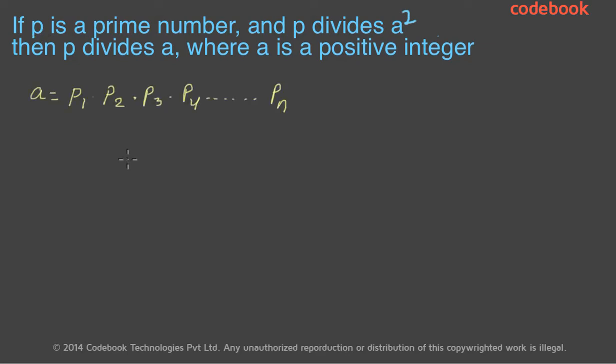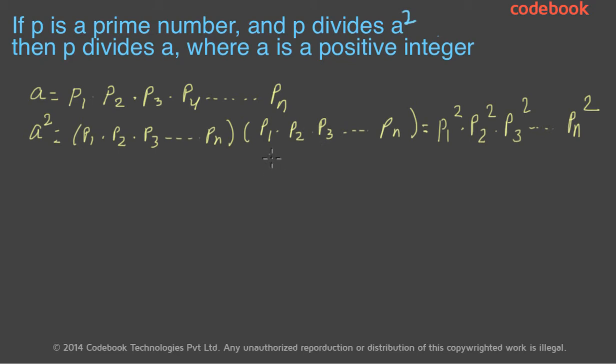a can be expressed as a product of primes p1, p2, p3, so on to pn, based on our fundamental arithmetic theorem. The theorem states that any composite number can be expressed as the product of prime numbers. So a square is equal to p1, p2, p3, so on to pn multiplied by p1, p2, p3, so on to pn. So that can be expressed as p1 square times p2 square times p3 square, so on to pn square.